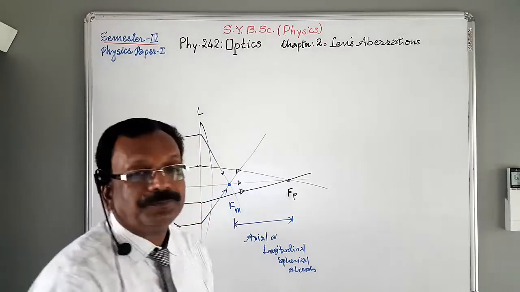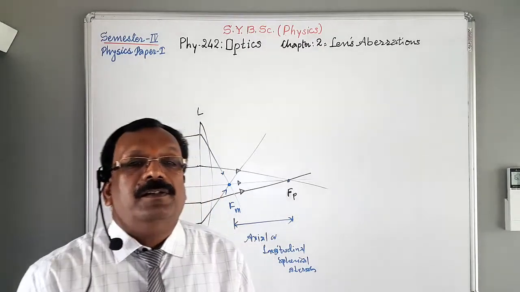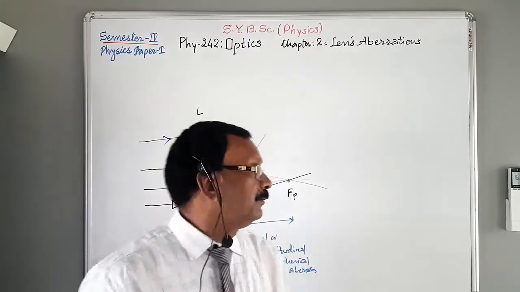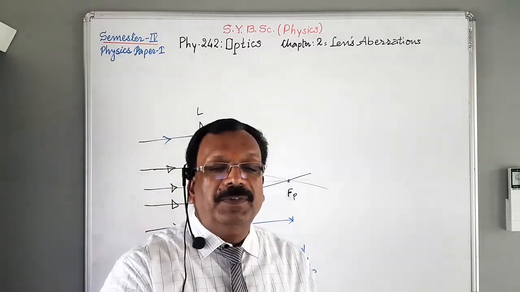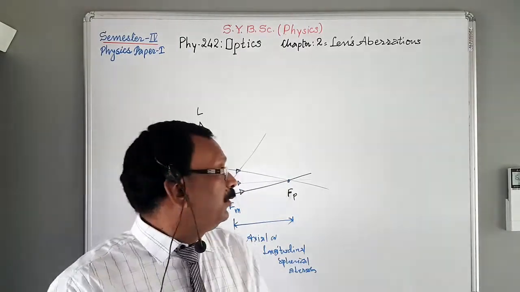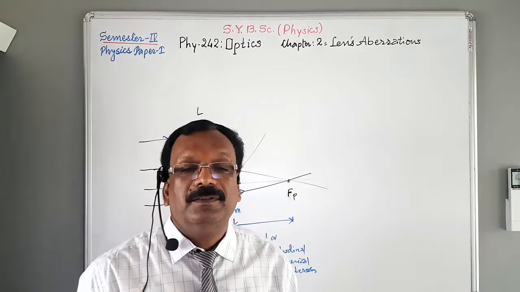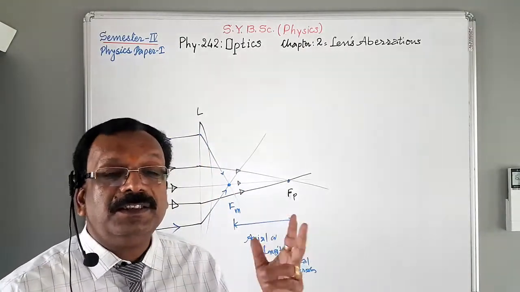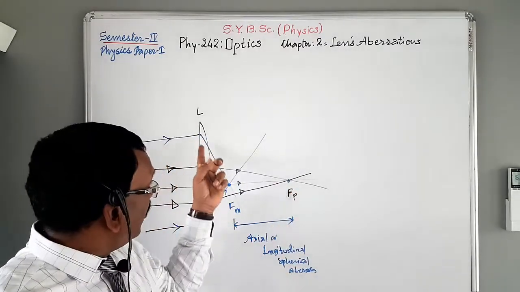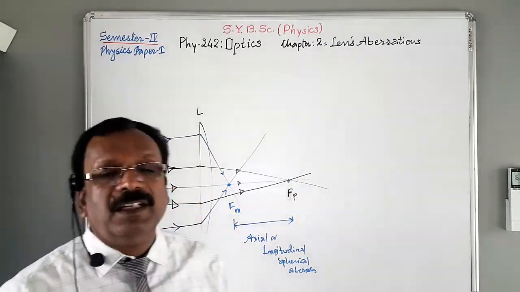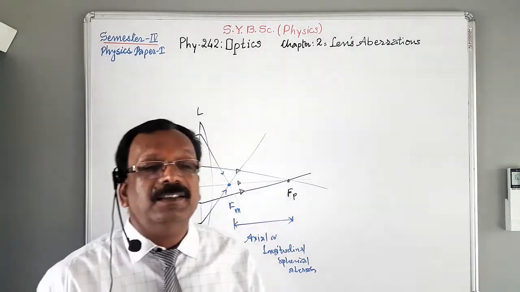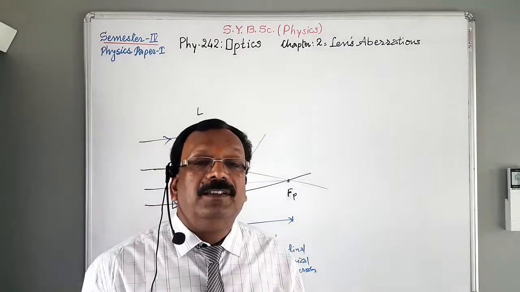But here, what is the important point? In this figure, spherical aberration arises due to the marginal rays. The spherical aberration arises due to larger deviation. There is a large deviation of this marginal ray, and that's why, due to this larger deviation of marginal rays as compared to paraxial rays, the spherical aberration increases.